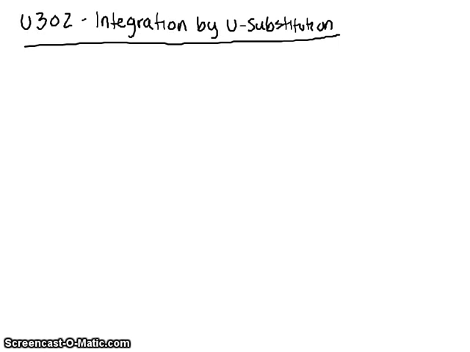Okay, in this video we're going to talk about Unit 3, Objective 2, Integration by U-Substitution. U-Substitution is going to be how we deal with our chain rule for anti-differentiation. So if you remember our chain rule, the derivative of a composite function is going to be f prime of g of x times g prime of x.